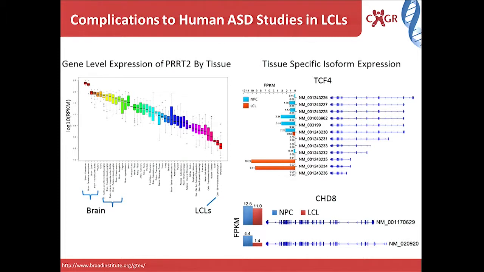Finally, I'd like to make the point that not all expression is functionally equal. Here we have an example of this from TCF4, a gene implicated in Pitt-Hopkins syndrome, schizophrenia, and more recently in ASD as well, that while at a gross level, the expression of TCF4 in human iPS-derived neural progenitor cells from a different study, the total level of expression in these NPCs is about half that of the total level of expression in lymphoblastoid cell lines.